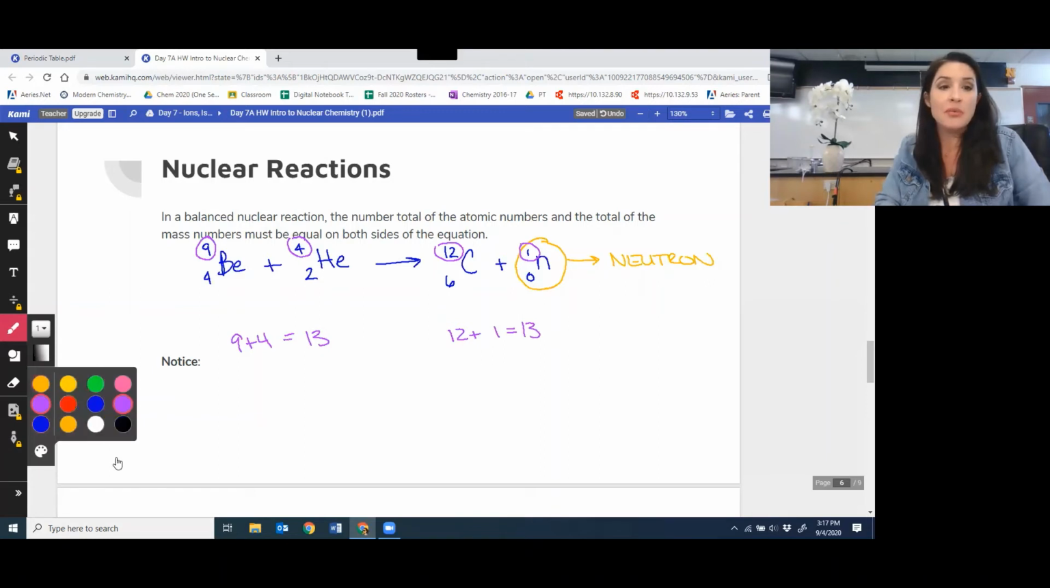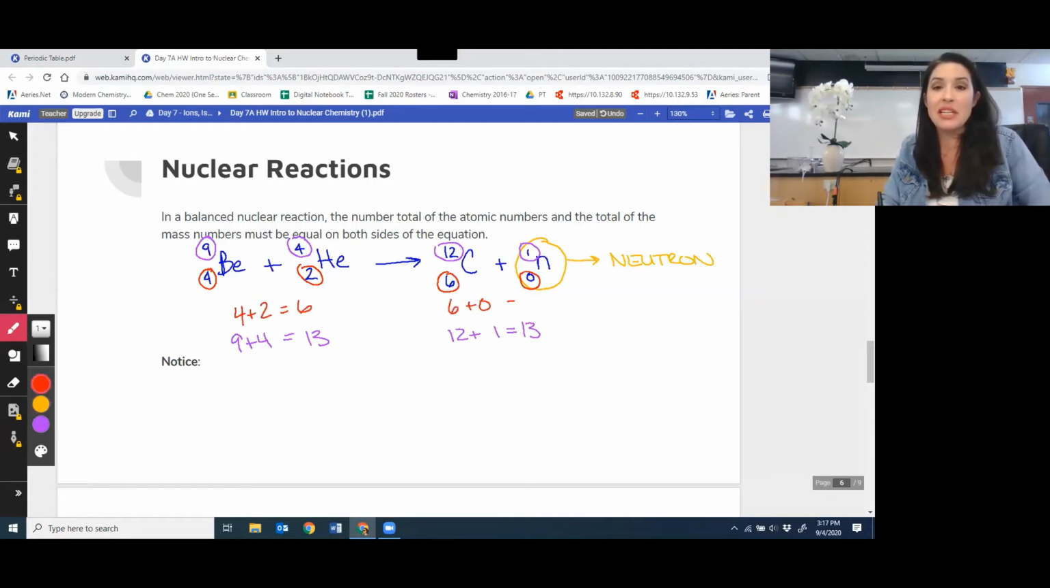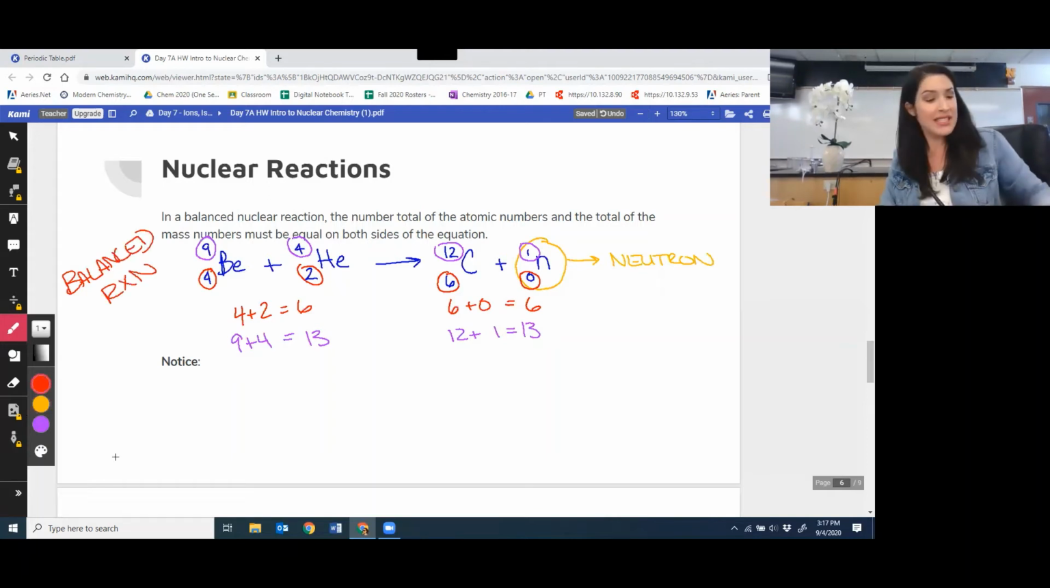That checks out. Let's take a look at the bottom numbers, the atomic numbers, the number of protons. 4, 2, 6, and 0. 4 plus 2 is 6. 6 plus 0 is 6. And so this is said to be a balanced reaction. This is an example of a balanced nuclear reaction.